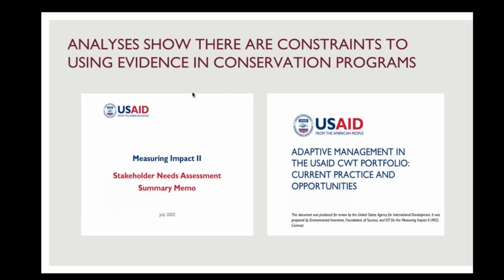But despite this high-level support, it turns out that using evidence in our day-to-day jobs can actually be quite difficult. So to understand how environment staff use evidence, my office at USAID, through a project called Measuring Impact 2 that Natalie mentioned already and that both Natalie and Judy work on, conducted 2 assessments to understand the constraints and incentives for evidence use. So the first examined staff working on biodiversity conservation programs broadly, and the second took a deeper dive into a specific technical area that's a high priority and where we really need to get our programs right, and that's combating wildlife trafficking.